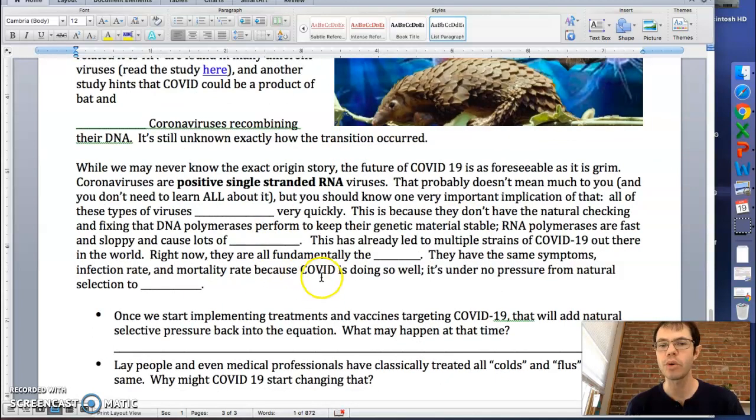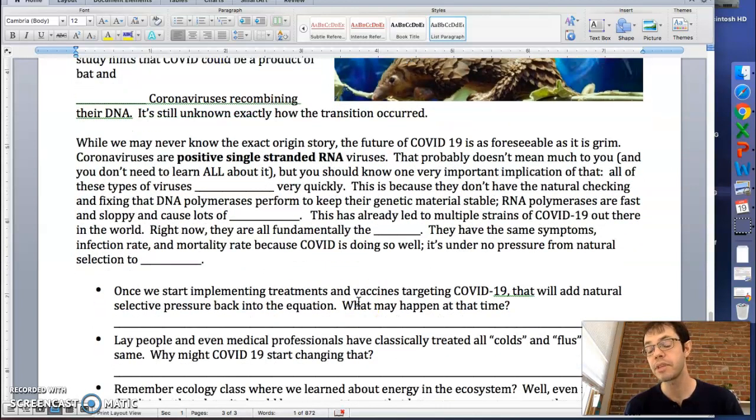We may never know the exact origin story, but there are some things that we can say about the future of COVID. And one of those things that I said earlier that is really important is that it's an RNA virus, and that probably doesn't mean much to you. But one thing you should know about that is that all of these types of viruses evolve very quickly. This is for the same reason that most living things don't use RNA. It mutates very quickly.